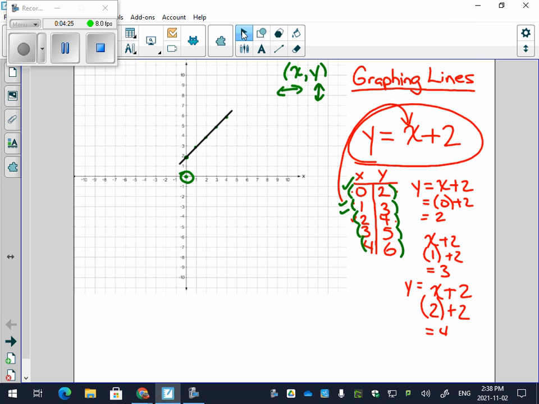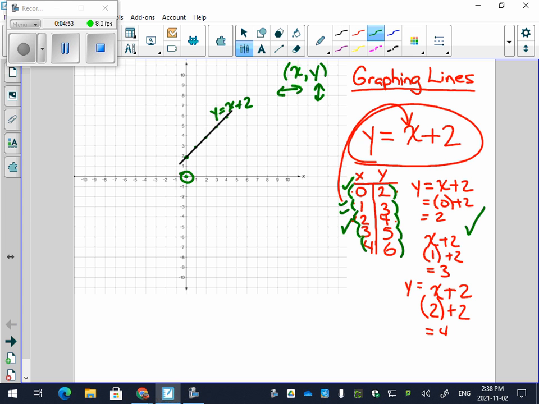We're almost finished. But what we have to do now is make sure we name that. And the name of this line is y is equal to x plus 2, and you put that right on the graph. So that's how we take an equation of a line and turn it into points in a t-chart. We do that by substituting, and then we graph it and name it. And that's what we're doing today.